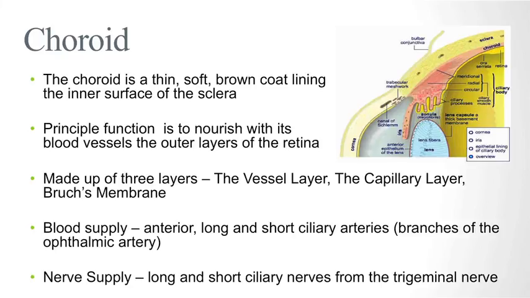The choroid is a thin, soft, brown coat lining the inner surface of the sclera. Its principal function is to nourish the outer layers of the retina with its blood vessels. It is made up of 3 layers: the vessel layer, the capillary layer, and Bruch's membrane. Blood supply: anterior, long, and short ciliary arteries, branches of the ophthalmic artery. Nerve supply: long and short ciliary nerves from the trigeminal nerve.